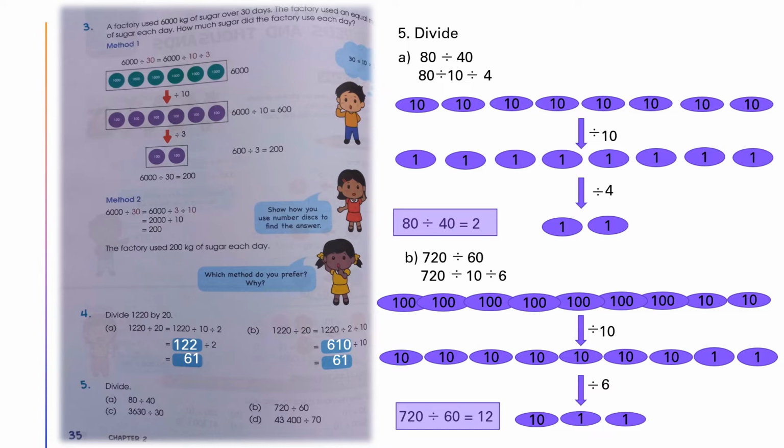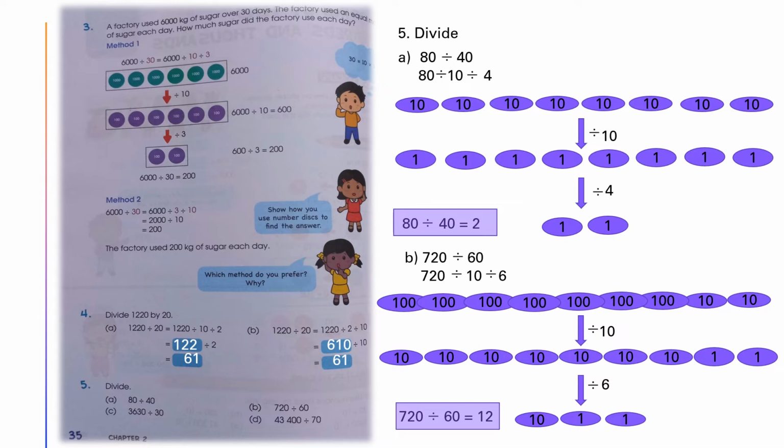So first 6,000 is going to be divided by 10 and the resultant is going to be divided by 3. For 6,000 we have 0 ones, 0 tens, 0 hundreds and 6 thousands. It means 6,000 discs. When these discs are divided by 10, we will have 6 discs of 100. So 600 is going to be further divided by 3, and as we know 3 into 2 is 6, the resultant is 200, which is represented by 2 discs of 100.